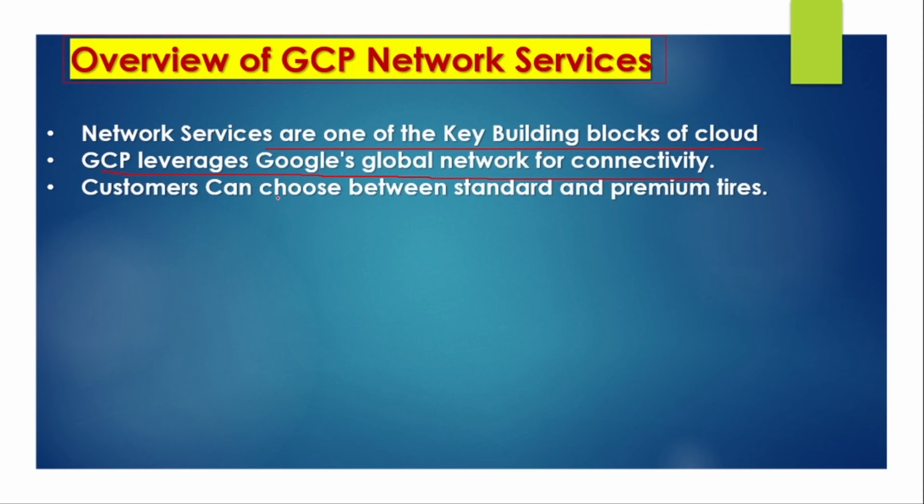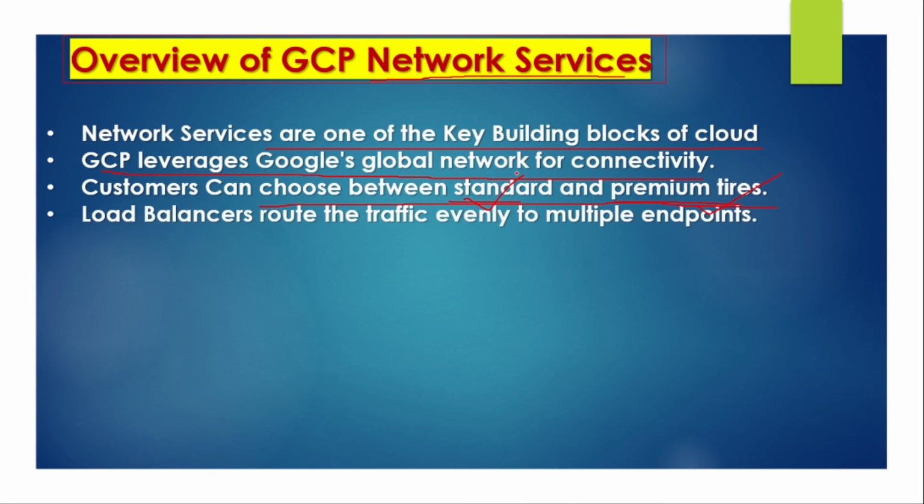Now the customers can choose between standard and premium tiers. When you are starting any network service, you have the option to choose between the standard and the premium tier. By default, if you don't choose any option, the premium tier will be selected and you have the option to change to the standard tier as well. Now the load balancers route the traffic evenly to multiple endpoints. As the name suggests, a load balancer balances the load, that is the amount of traffic that is coming. It will be distributing the traffic to different instances of the application.